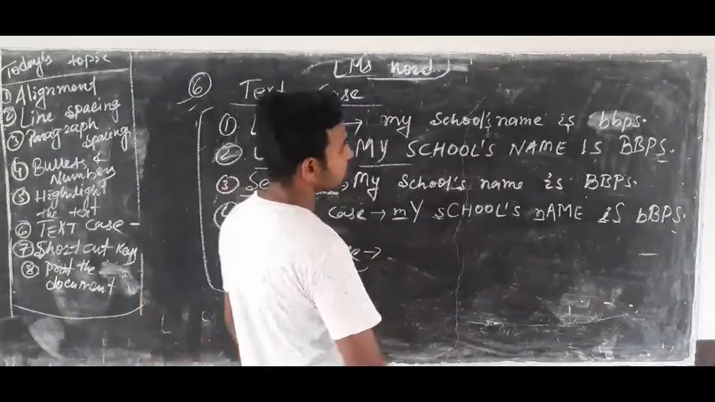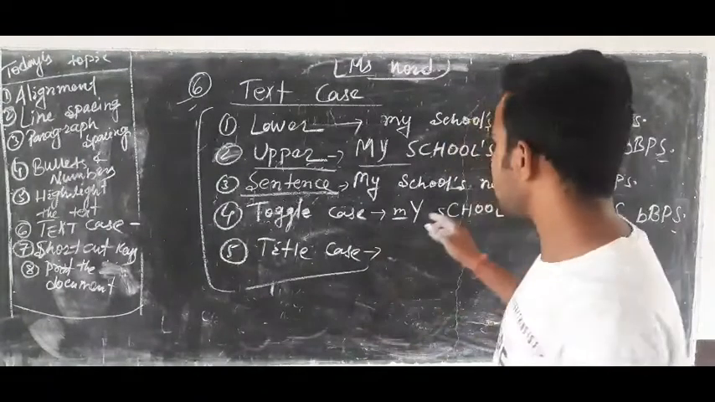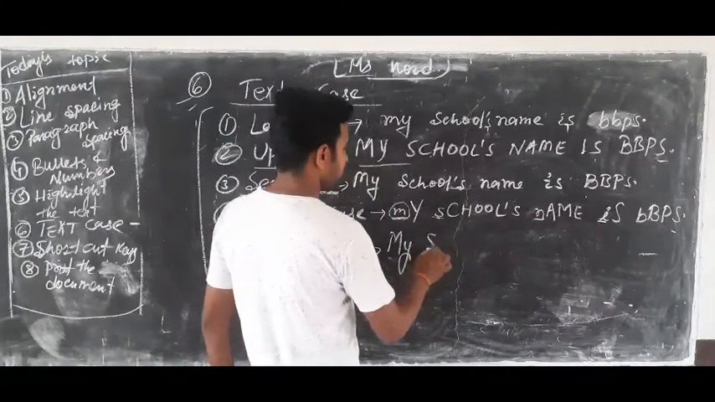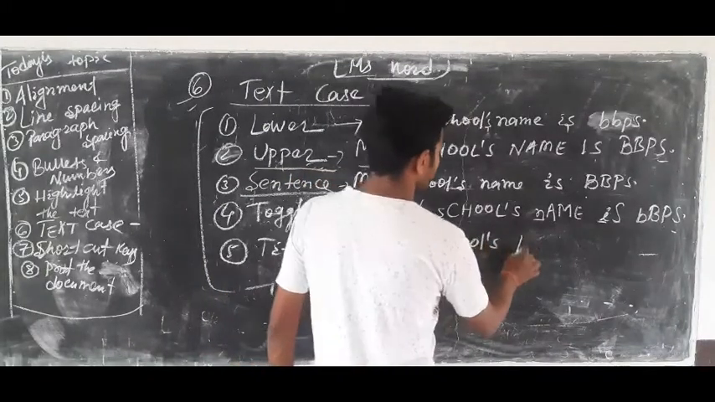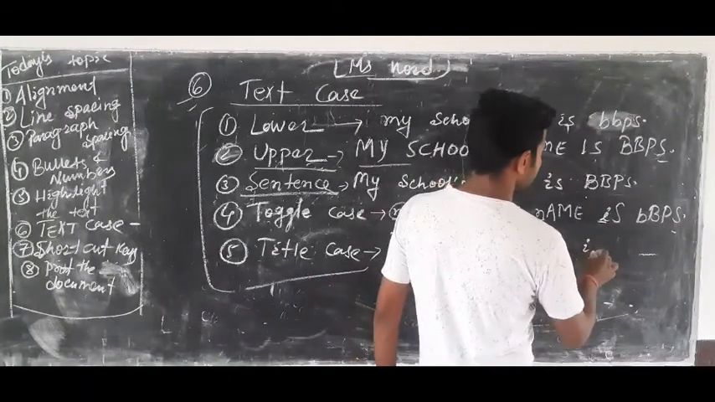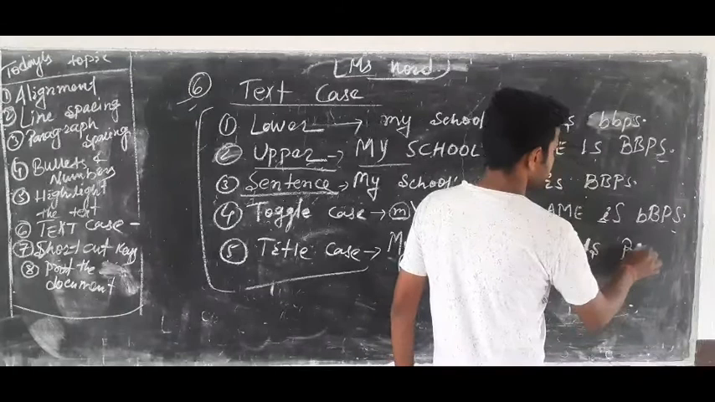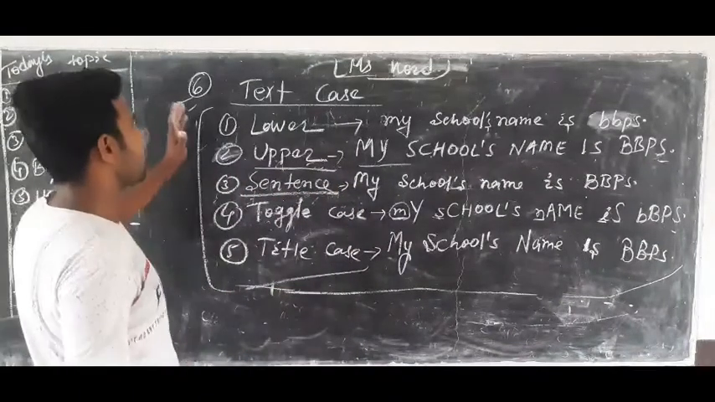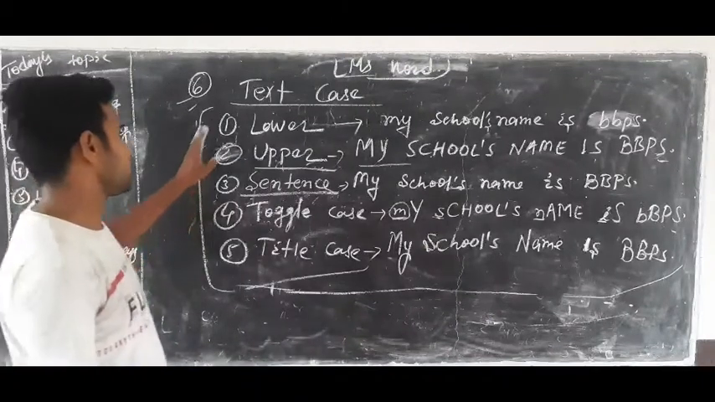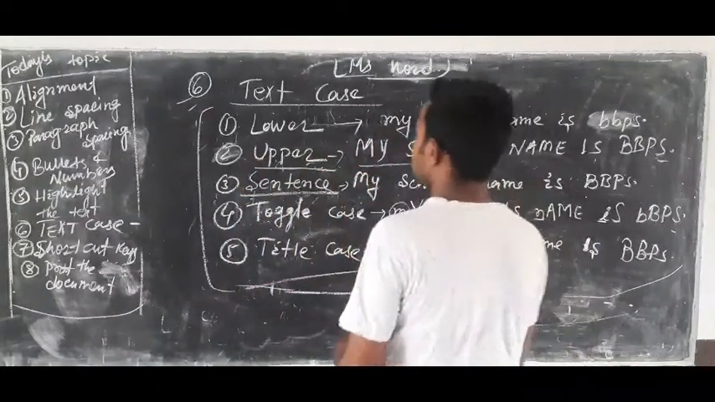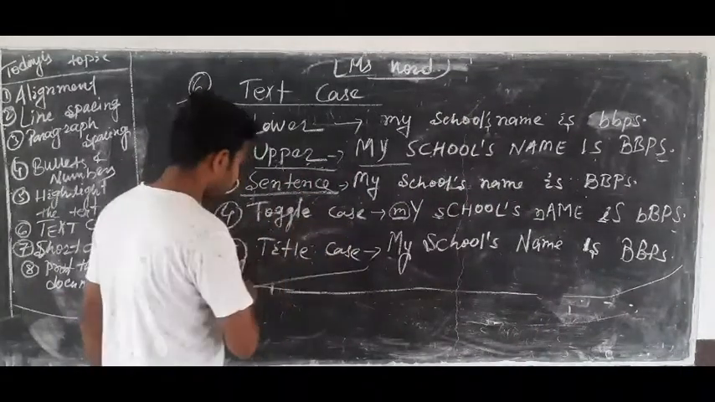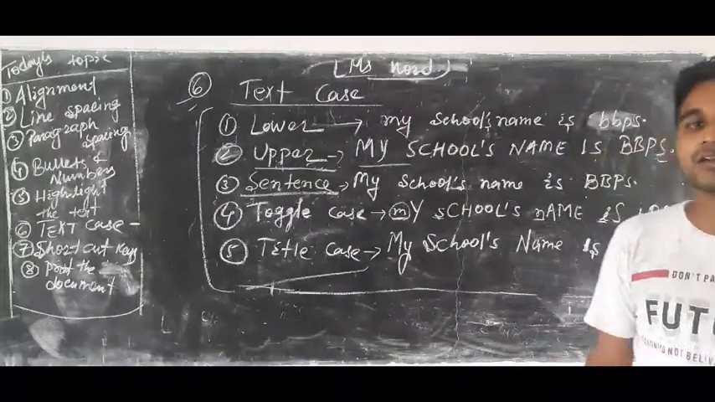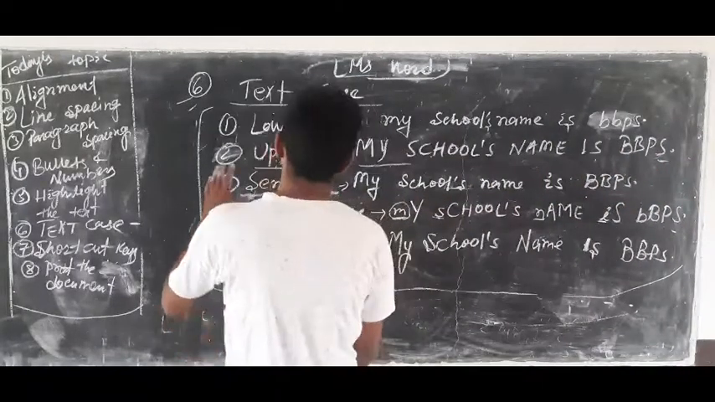Next, title case. It is just the opposite of toggle case. It means the first letter of every word is capitalized. Suppose, my school's name is DBPS. So these are all five cases: first, lower case; second, upper case; third, sentence case; fourth, toggle case; fifth, title case. These are the text cases in our Word document.